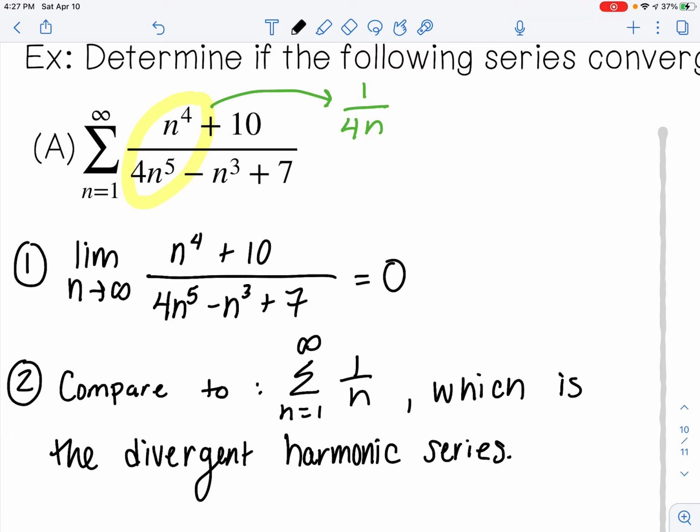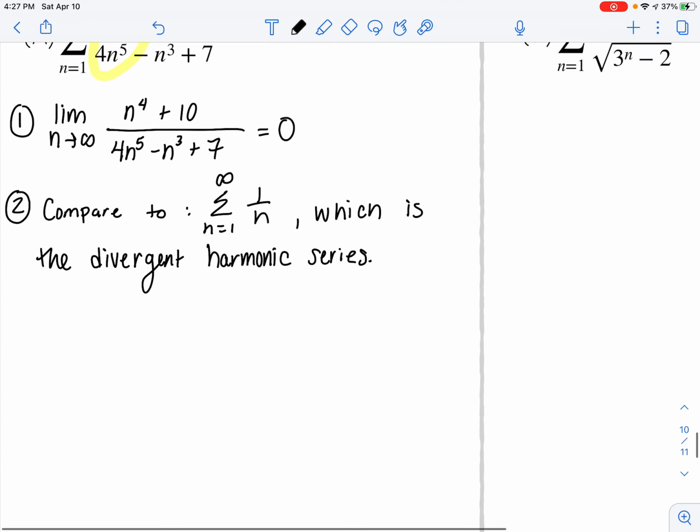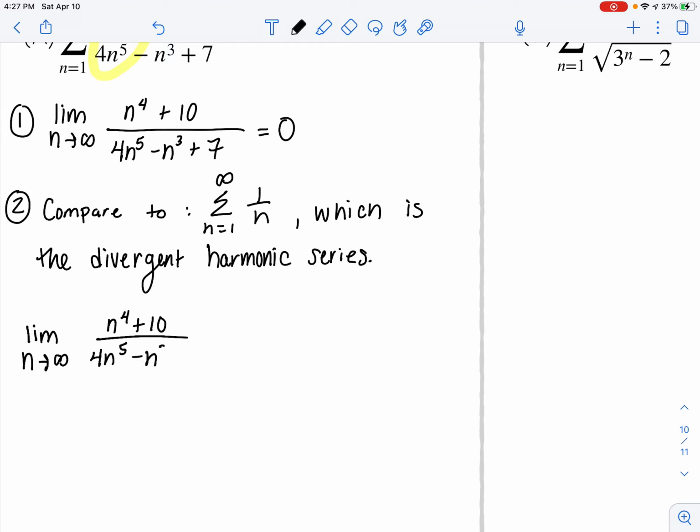Okay, so this is divergent, which means that if we take the ratio and the limit equals a number, the original series is also divergent. So let's look at the limit as n goes to infinity, and I'm going to put my original one on top. So n to the 4th plus 10 over 4n to the 5th minus n cubed plus 7, right? All over the one I'm comparing it to.